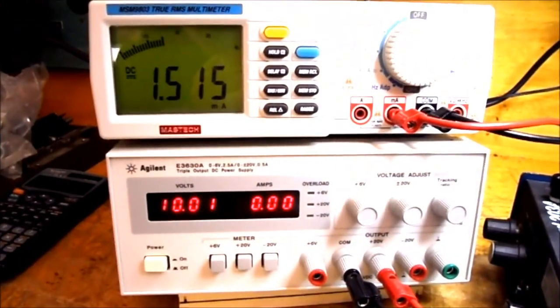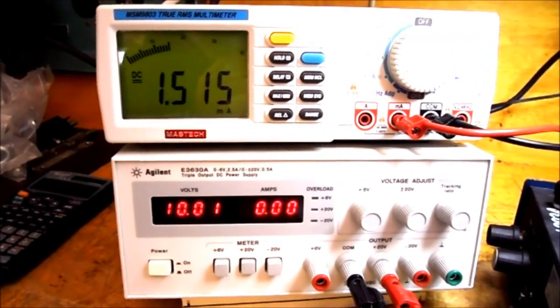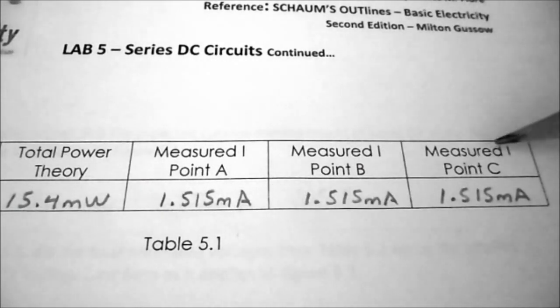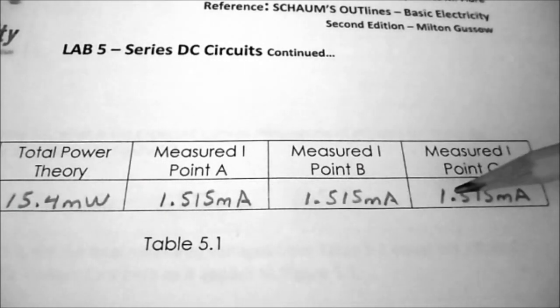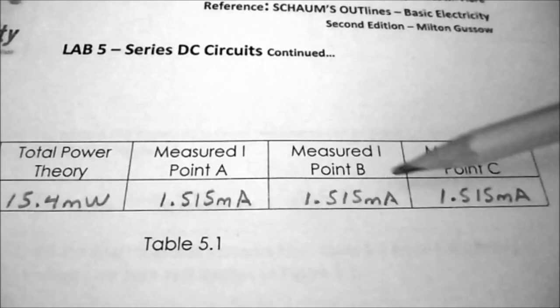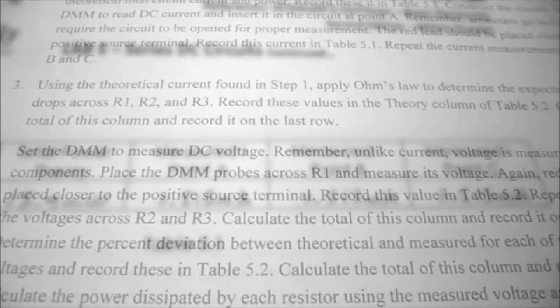And once again, you can see my current is 1.515 milliamps. So on table 5.1, under measured I, point C, I record 1.515 milliamps. As you can see, the current at each point is identical, as we would expect in a series circuit.